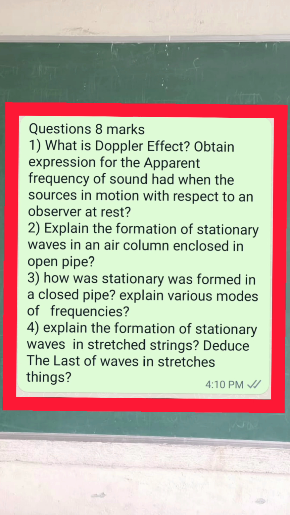How is the stationary wave formed in a closed pipe? Explain various methods of determining frequencies. Explain the formation of stationary waves in stretched strings. Deduce the laws of transverse waves in stretched strings.